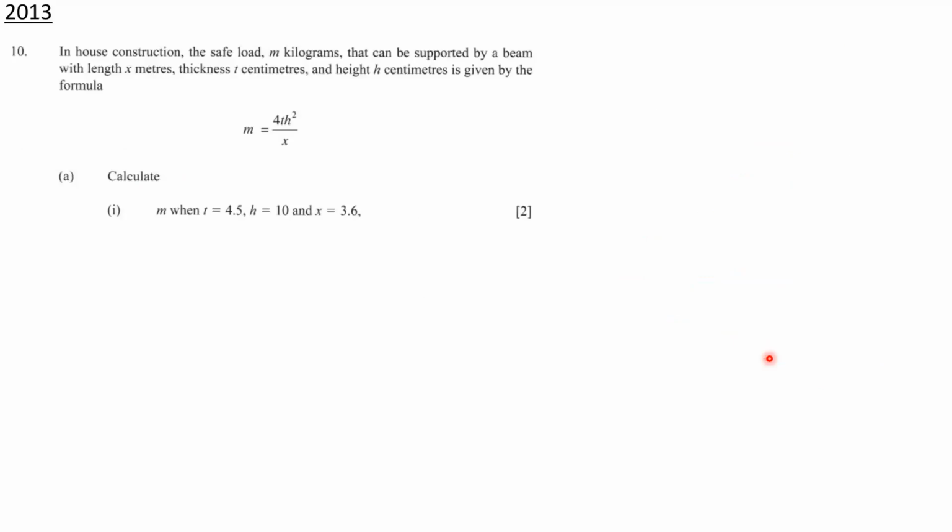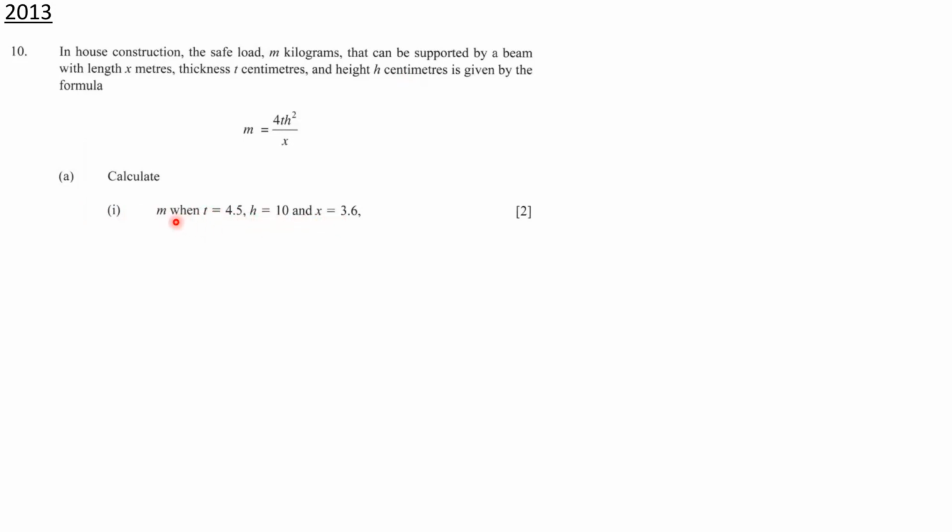Okay, let's move on to the next question. In house construction, the safe load, M kilograms, that can be supported by a beam with length X meters, thickness T centimeters, and height H centimeters, is given by the formula M equals 4TH squared all over X. Calculate M when T is equal to 4.5, H is equal to 10, and X is equal to 3.6.